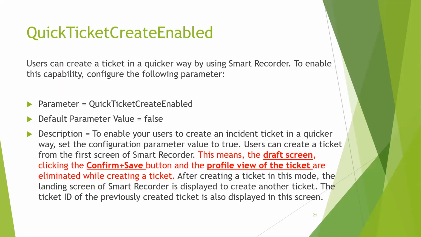You could also trigger a quick ticket. When you do this through Smart Reporter, you lose those red fields, the draft screen, the confirm and save, the profile view of the ticket. So when you activate quick ticket and click on Smart Reporter, it automatically creates a quick ticket form. I don't know if anybody turns it on, but it's available and useful if you wanted it. Most of mine, they only do incident, and they want to pick the incident template.